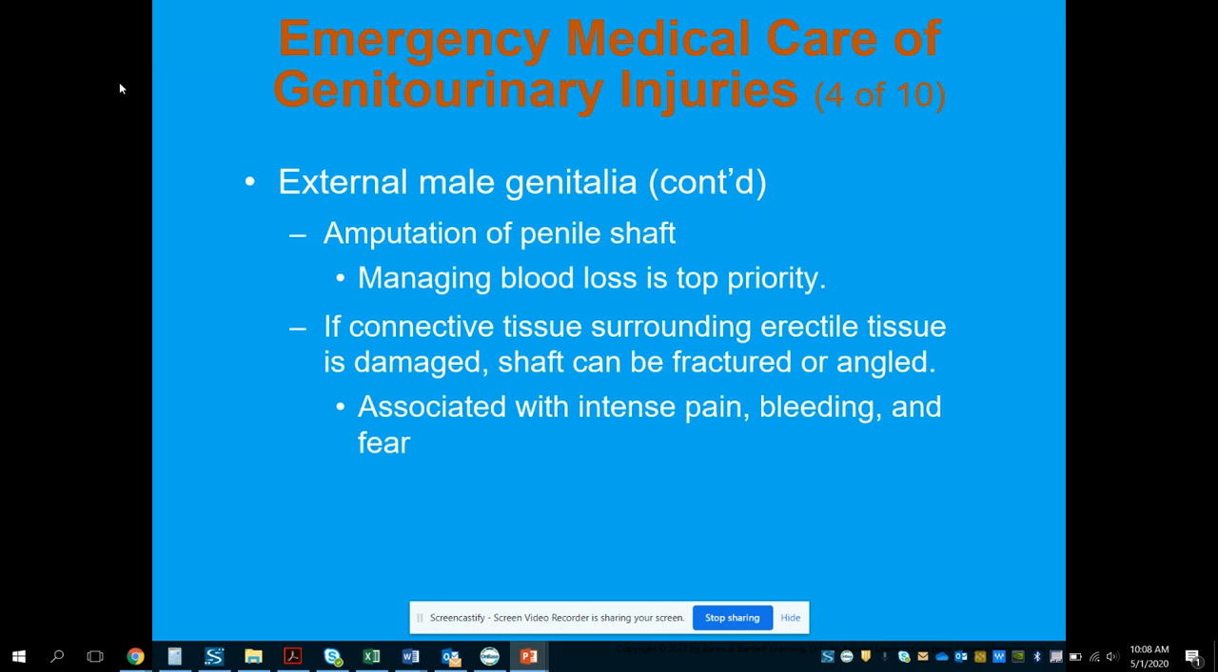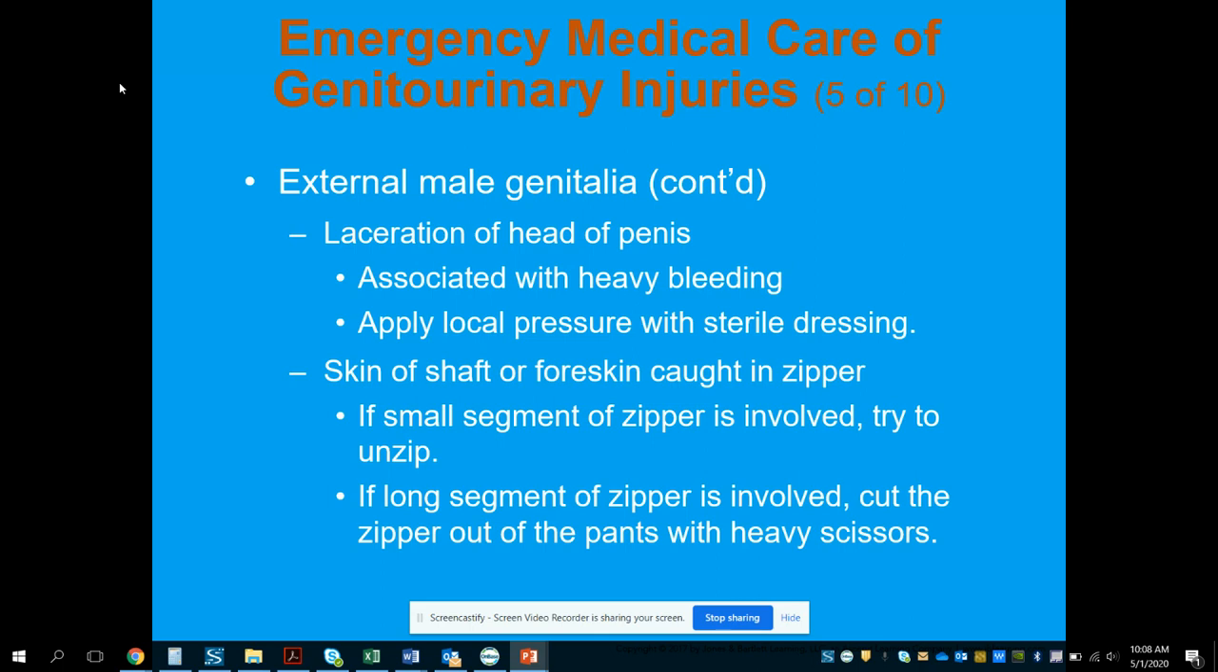If it is full amputation of the penile shaft, then managing blood loss is the top priority. Connective tissue surrounding it could be damaged, it could be fractured or angled, so this could be associated with very intense pain, a lot of blood loss, and a lot of fear from the patient. So again, it really just depends on the situation. If we're talking about laceration of the head of the penis, this could be associated with heavy bleeding as well, so apply pressure with a sterile dressing.